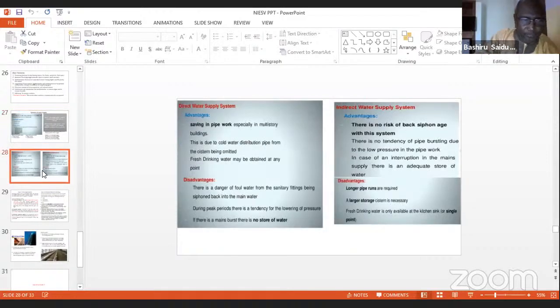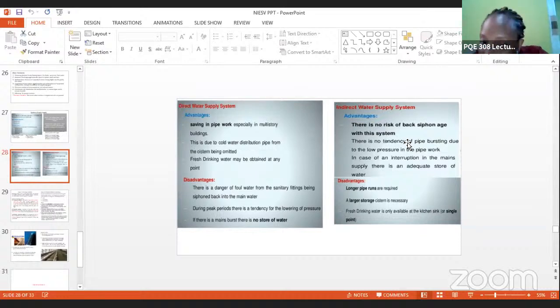Thank you. So back to this slide, the indirect water supply system. That's what I started talking about, because the direct is just the opposite of the indirect. Under the indirect, because we are using an overhead tank, definitely we are using pipes. And those are the disadvantages, because longer pipes are run: you have to use pipe from your well, connect to your tank, and from the tank to different floors of the house. So those are part of the disadvantages of using the indirect water system.